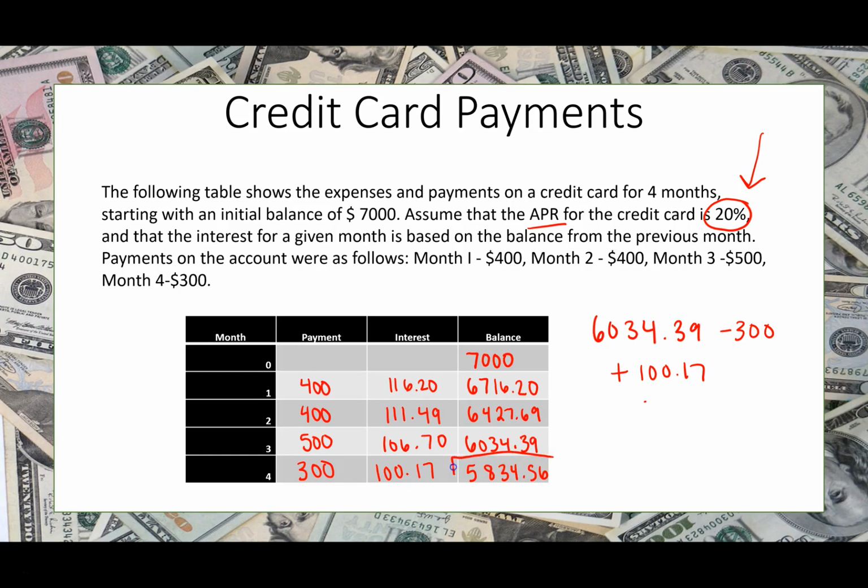All right, and that answer is $5,834.56. So let's think about this for a second, folks. How much money have you paid off your credit card debt? Well, that's going to be 400 plus 400 is 800, plus 500 is 1300, plus 300 is 1600. So you've paid 1600 off. So you would assume 7,000 minus 1600, you'd be at around $5,400. But how come you're at $5,834?